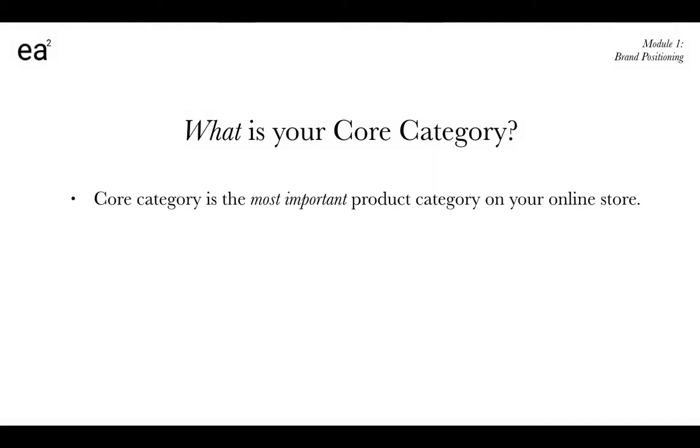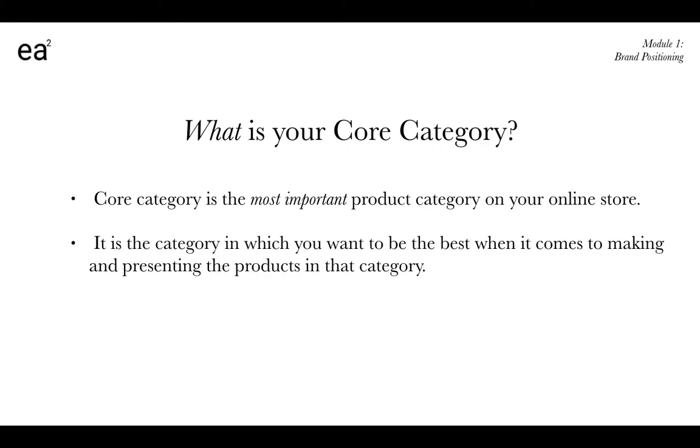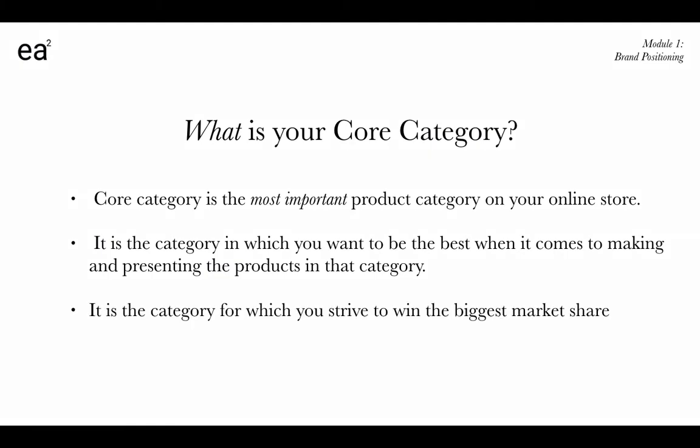So what is a core category? Core category is the most important product category on your online store. So while you might be selling in 4 or 5 categories, there has to be one category that is the most important for your brand. It is that category in which you want to be the best when it comes to making and presenting the products in that category. It is also the category for which you strive to win the biggest market share.